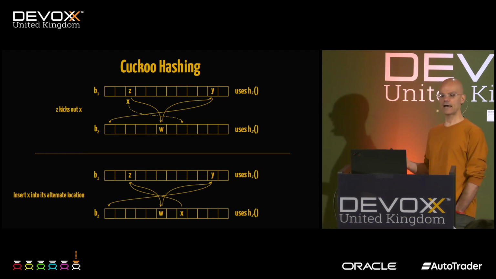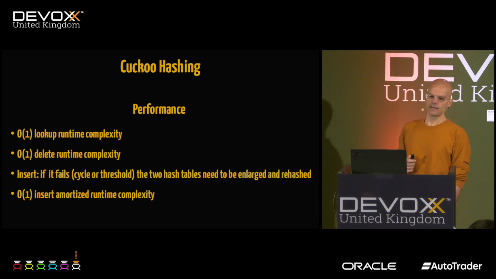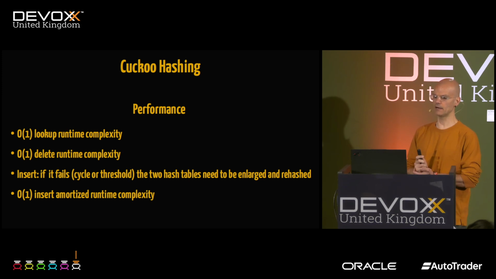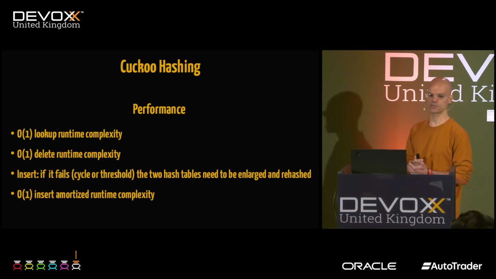So this is how Cuckoo hashing works. And its performance is quite nice because it has a constant lookup runtime complexity. Of course, I apply the hash functions, and if it's not in the first one, I apply the second function. If it's not in there, well, it's not in the set. So it's a constant time operation.